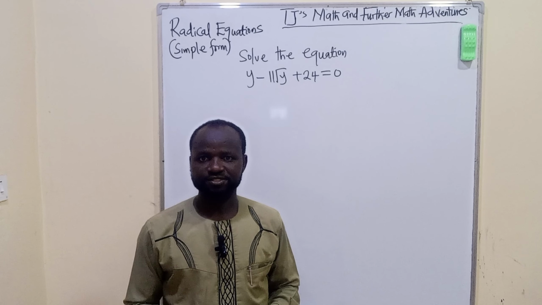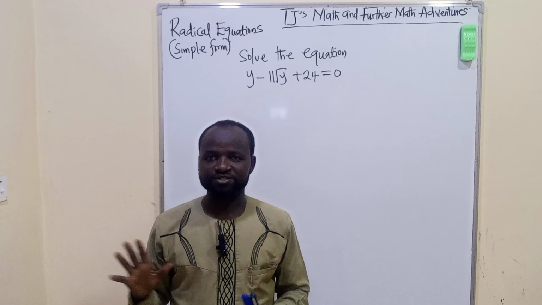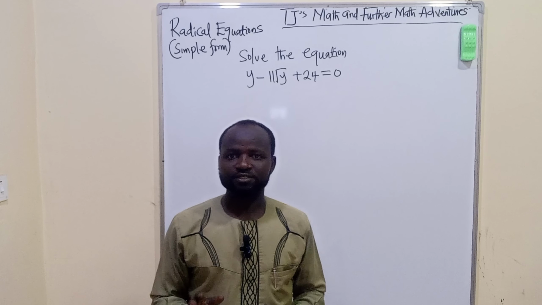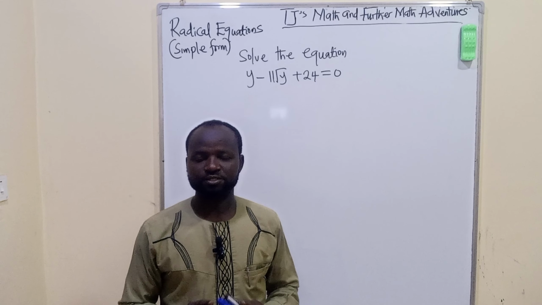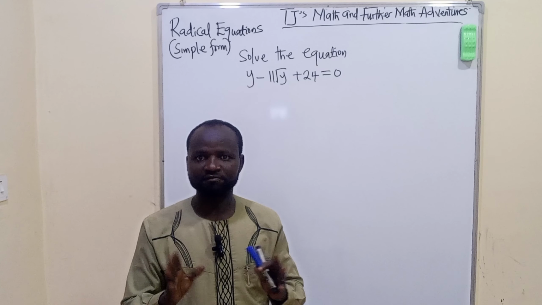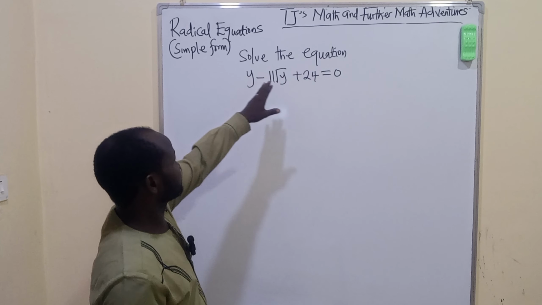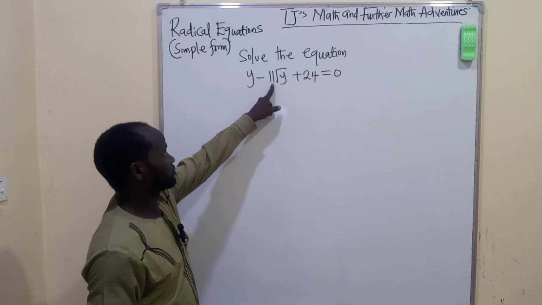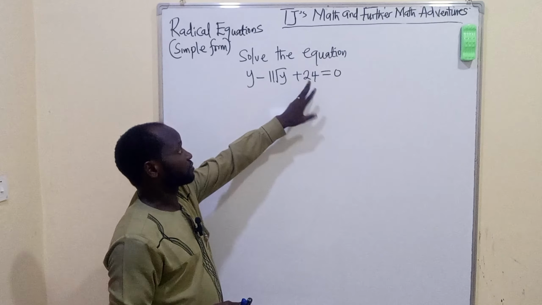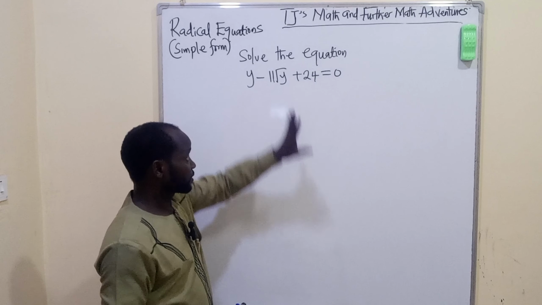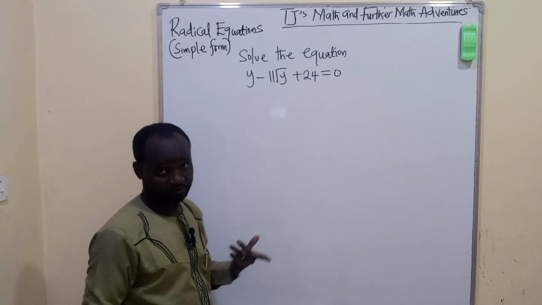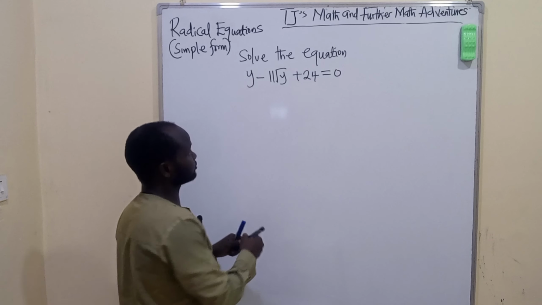In today's presentation, we are looking at radical equations that are in simple form. The question before us here is: solve the equation y minus 11 root y plus 24 equals 0. We are asked to solve for y. So let's write down the solution.